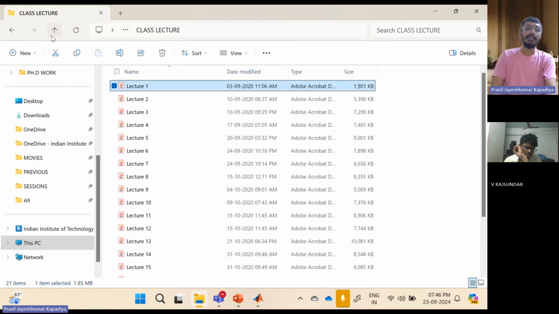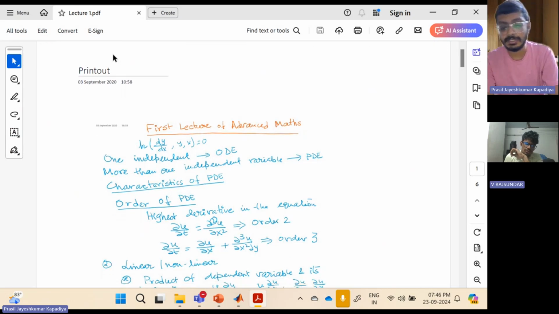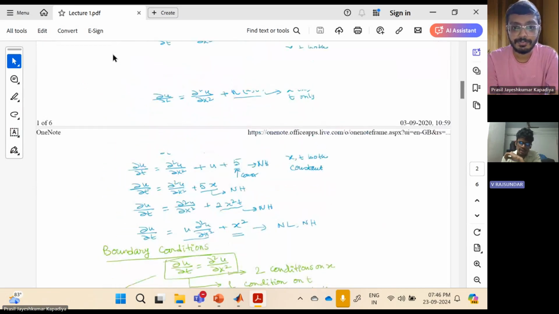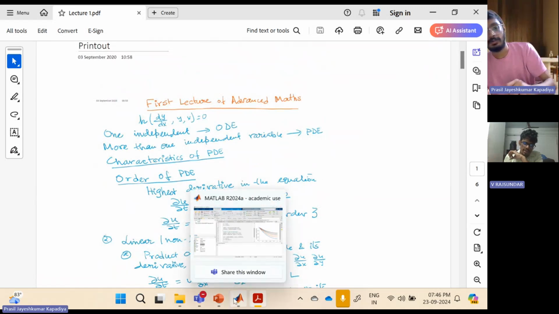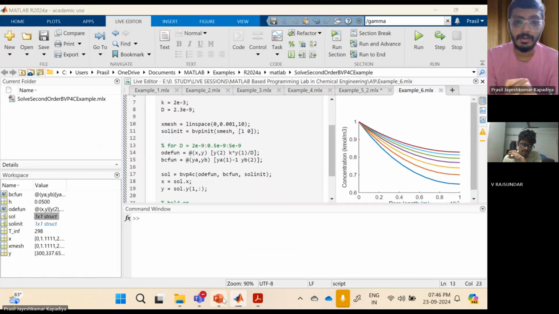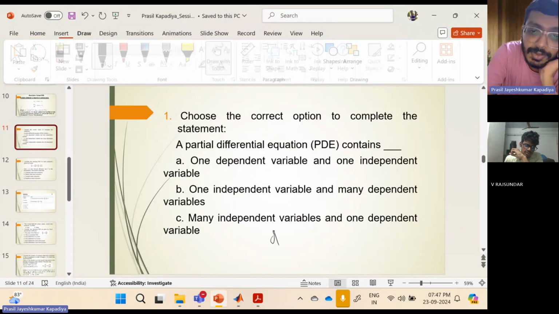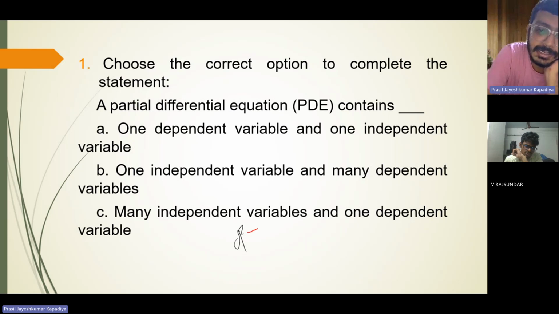So what is a partial differential equation? Can you tell me what a partial differential equation is? There is more than one independent variable. More than one independent variable. So let's say I am writing d square T. Wait, let me zoom this. Yeah, let's say I'm writing d square T.